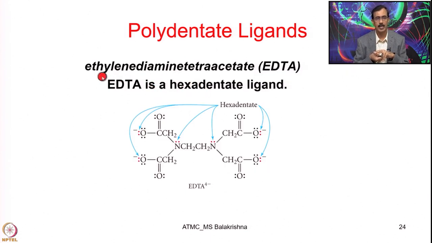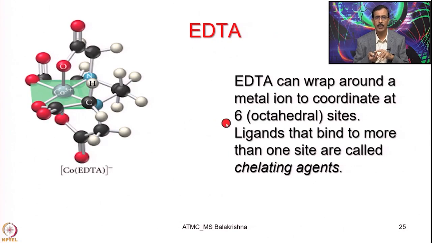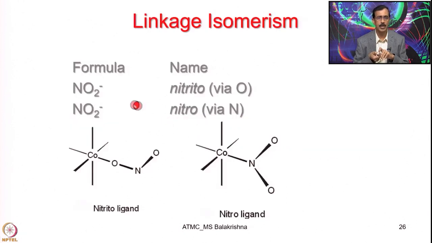EDTA stands for ethylenediaminetetraacetic acid, and if it is anionic then it is called tetraacetate. So you can see EDTA 4 minus, where 2 nitrogens and 4 carboxylate oxygens will be establishing bonds, and it forms stable complexes with most of the transition elements and also some of the main group elements. So EDTA can wrap around a metal ion to coordinate at 6 coordination sites. Ligands that bind at more than one site are called chelating ligands. And linkage isomerism I had mentioned: for example, if you take this NO2 minus, when it is binding via oxygen, we call it nitrito.